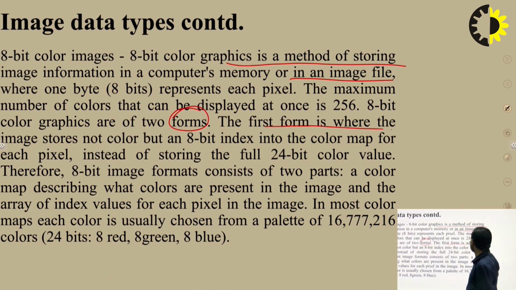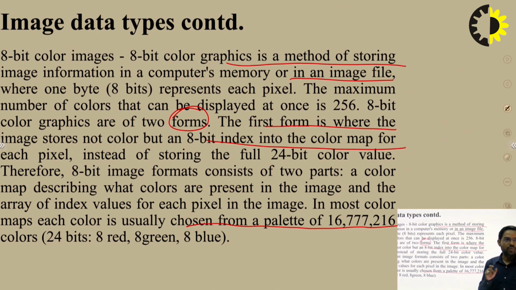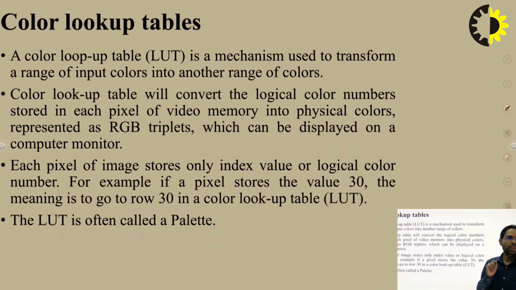The first form is where the image stores not the color but an 8-bit index into the color map for each pixel, instead of storing the full 24-bit color value. Therefore, the 8-bit image format consists of two parts: a color map that describes what colors are present in the image, and an array of index values for each pixel in the image. In most color maps, each color is usually chosen from a palette of 16,777,216 colors, 24 bits: 8 red, 8 green, and 8 blue.